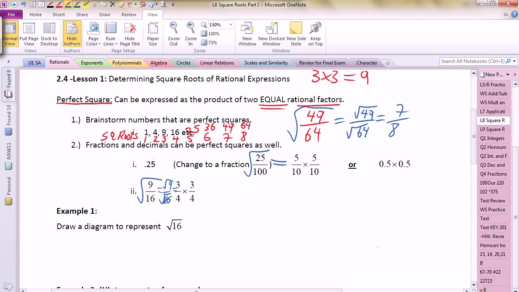What about now? Let's go back to 0.25. Let's look at the pattern. 0.25 equals 0.5. 25 equals 5. 0.0025 equals what?